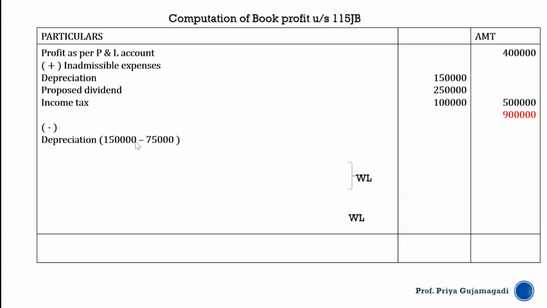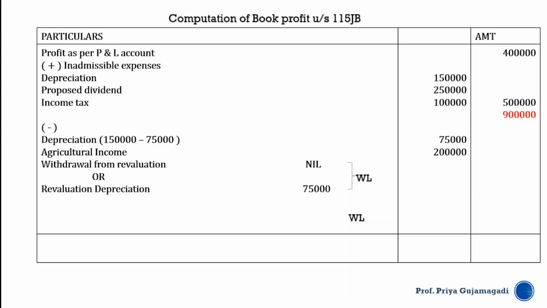Now withdrawal of revaluation. In the question, withdrawal of revaluation is not given, but we have a depreciation on revaluation. As I said, whether depreciation on revaluation or revaluation reserve, if either one of the points is given, we have to take it. So withdrawal from revaluation is nil, or revaluation depreciation is 75,000, whichever is less, so nil.